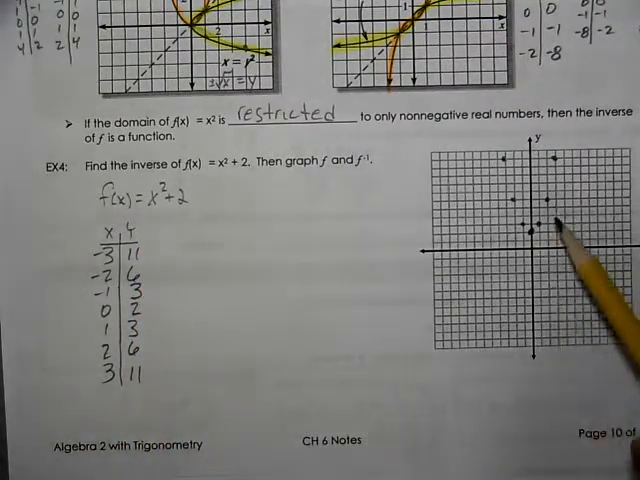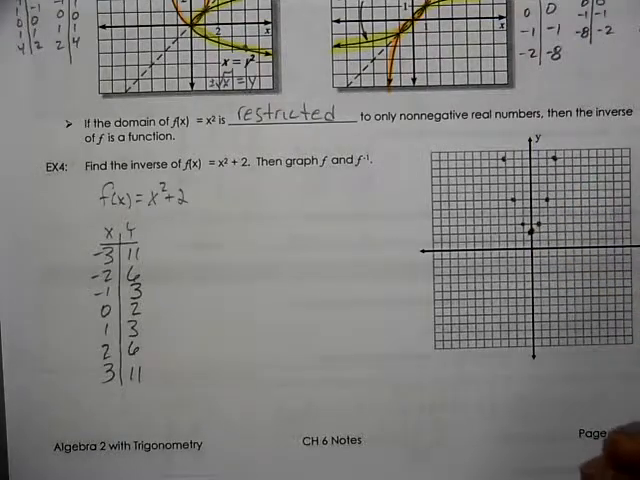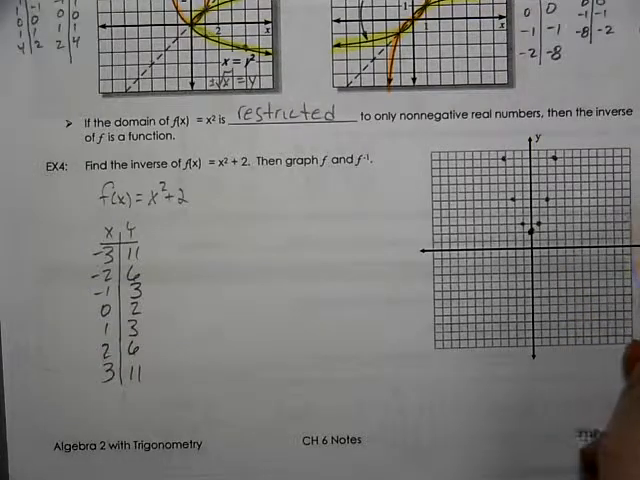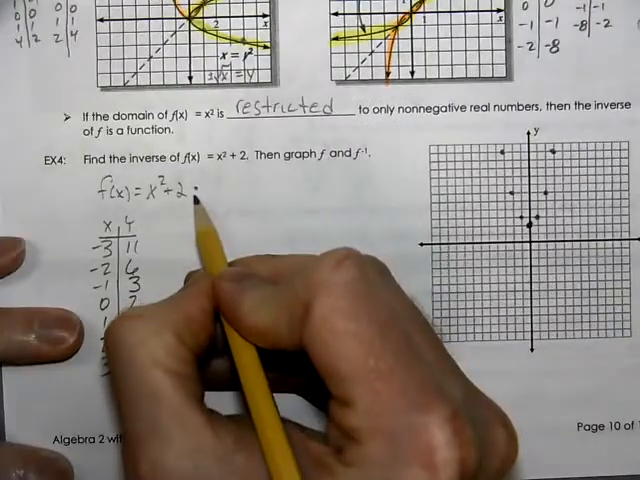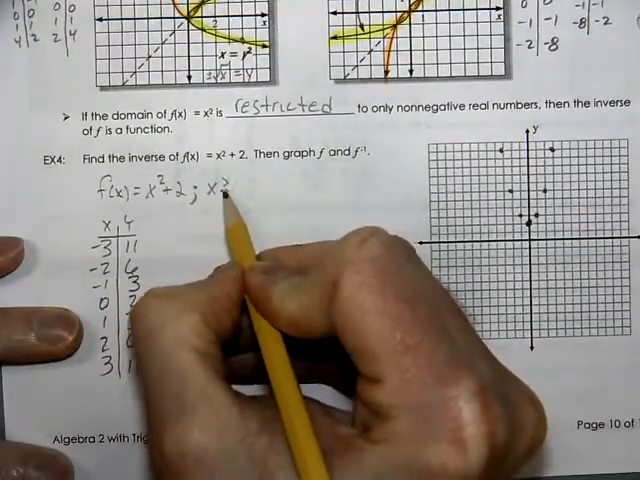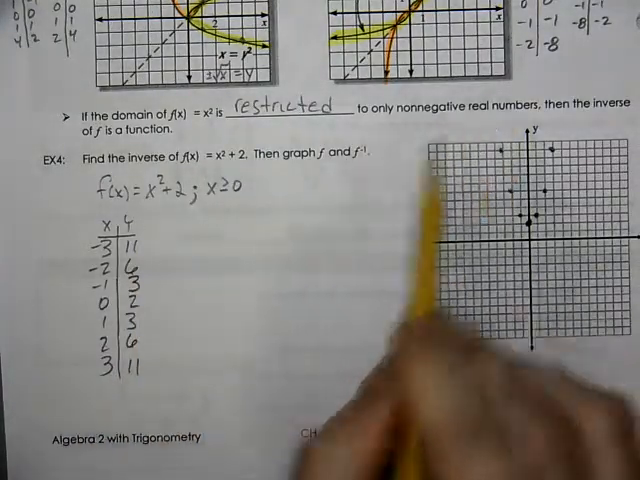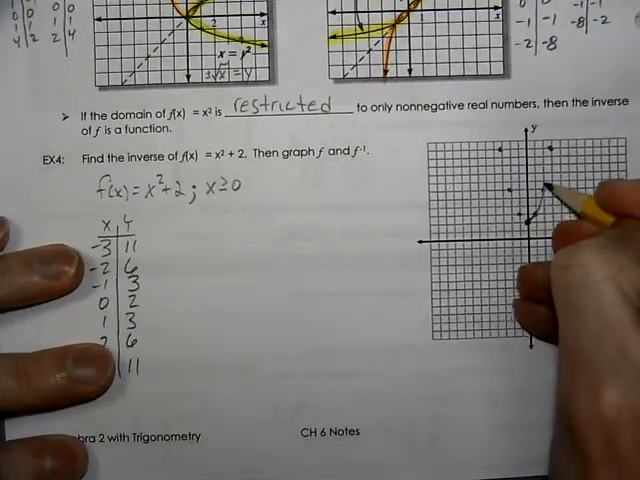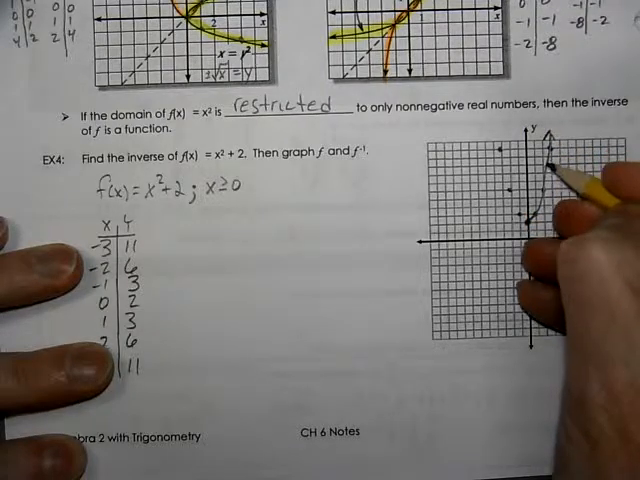But notice that this is a parabola, and if we reflect it over the line y equals x, it's not going to make a function. So we're going to limit its domain. We're only going to use the part of the graph where x is greater than or equal to 0. We often call those non-negative real numbers. So I'll connect the points of the part of the graph that we'll be using.